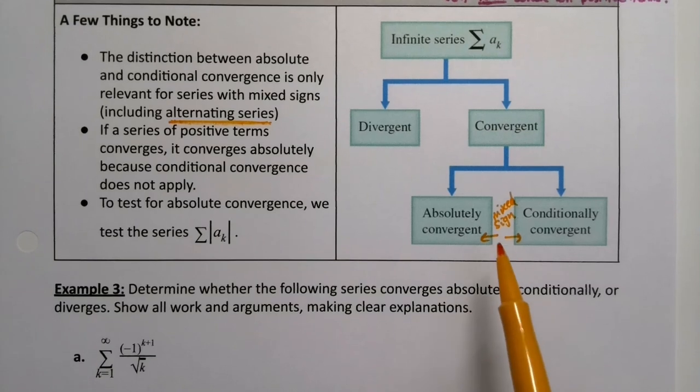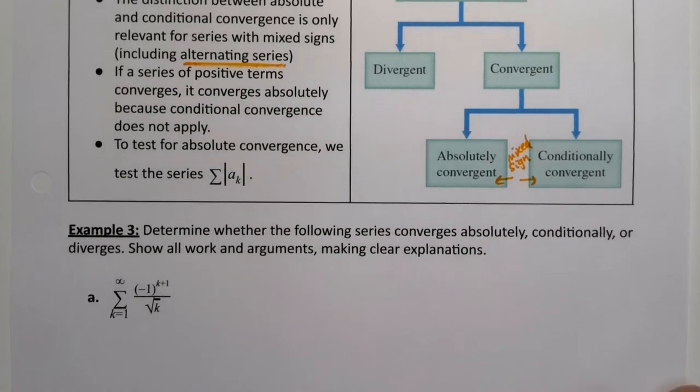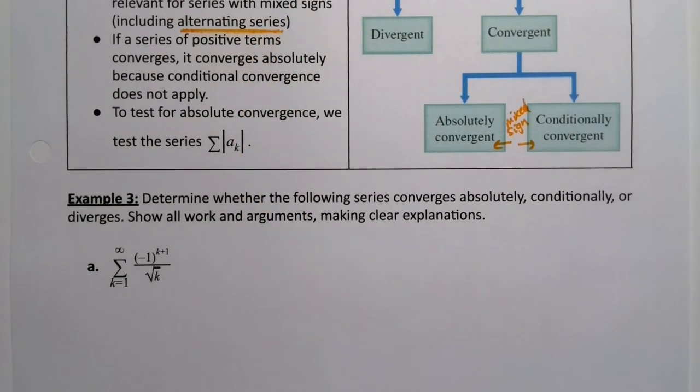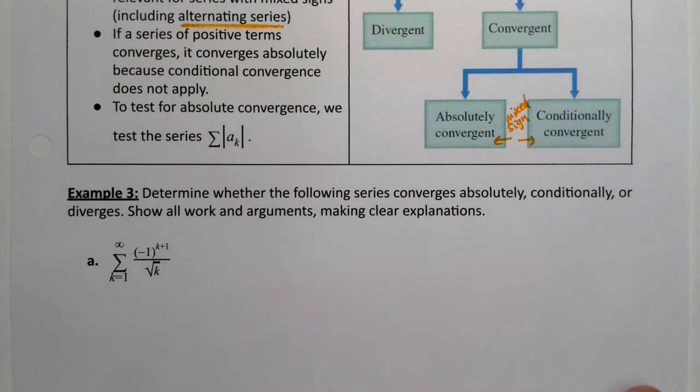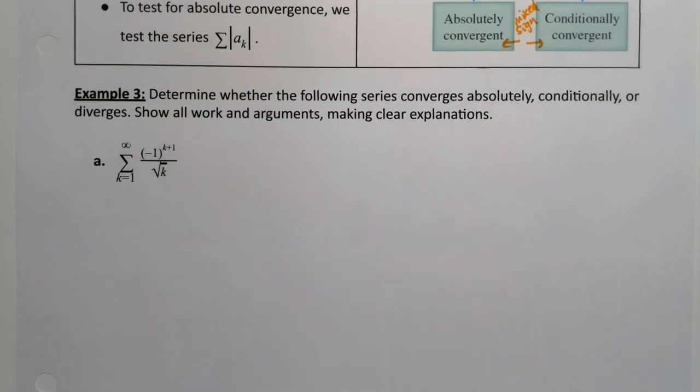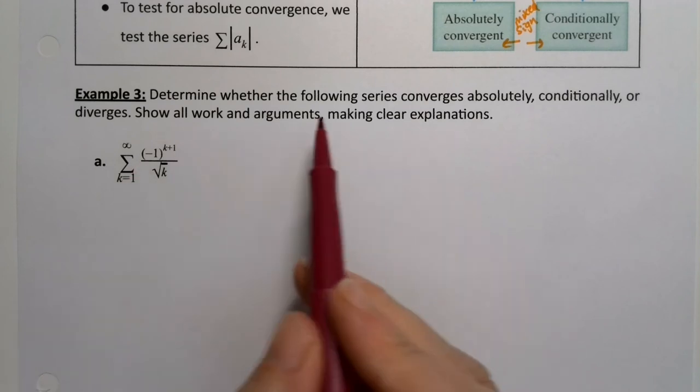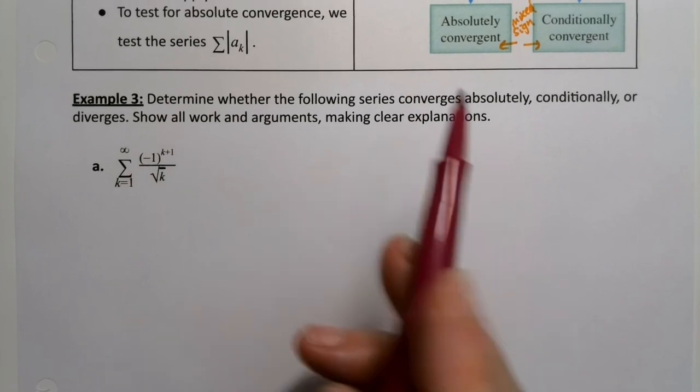So now that we know that absolute and conditional convergence can be applied to series with mixed signs, which alternating series is a type of, we want to be able to test that. Okay, so here we have our first alternating series, because of course this whole thing would be only something you worry about for an alternating series.